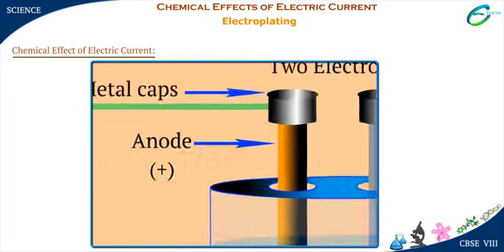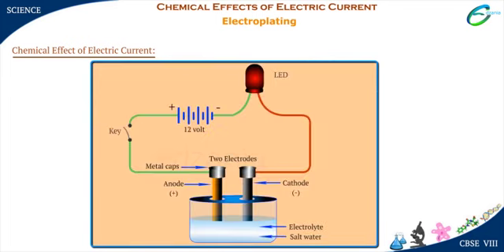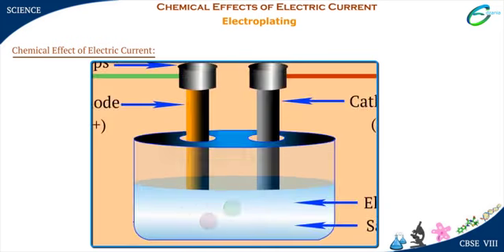When we complete the circuit, electric current flowing through a liquid induces a chemical reaction in it. The oxygen bubbles are formed on the electrode connected to the positive terminal of the battery, that is, anode. The hydrogen bubbles are formed on the electrode connected to the negative terminal of the battery, that is, cathode.